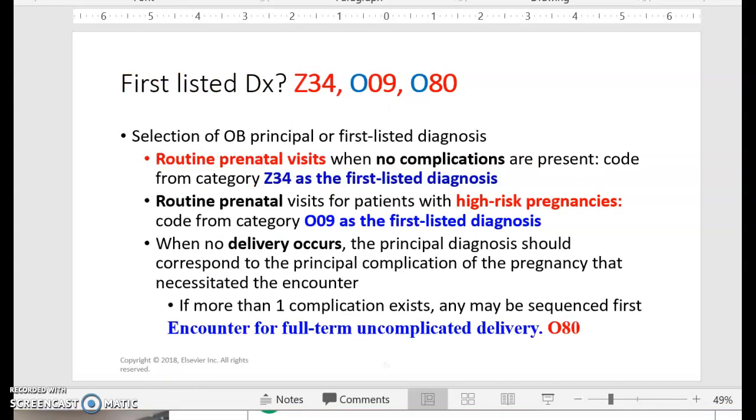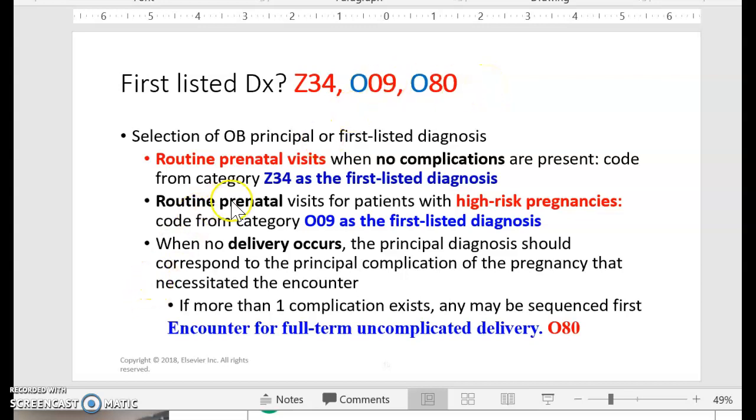There's always a big question about what code is going to be the first listed. If everything is normal about the mother, we do use these very important codes that you want to remember. They're all going to be the first listed code, even if it's a Z34, because Z34 is a routine prenatal visit without any complications. So if the mother goes to see the doctor for a prenatal visit, no complications, Z34 is going to be the only first listed diagnostic code we are going to enlist. Usually Z codes are never the first listed, but in this scenario, yes, it is.